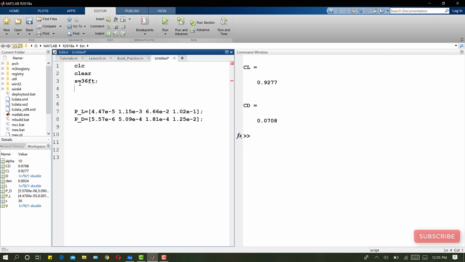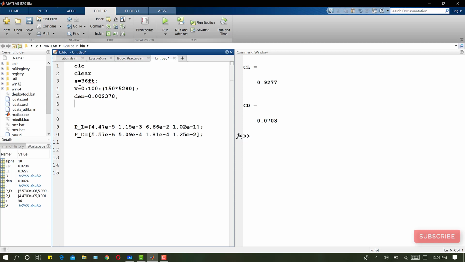Then the velocity range is given. So I will write V, and it is from 0, and I will define a spacing of 100, and I will write 150 multiplied by 5280 to convert it into feet per hour. So this is the velocity. Then the density is given as well. So I will write density, and density is 0.002378. Also alpha is given, the angle is given, so I will write alpha is equal to 10, and alpha is in degrees.